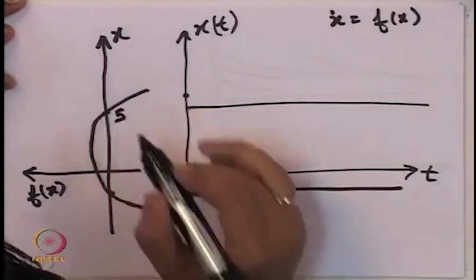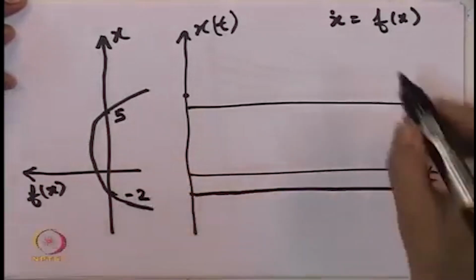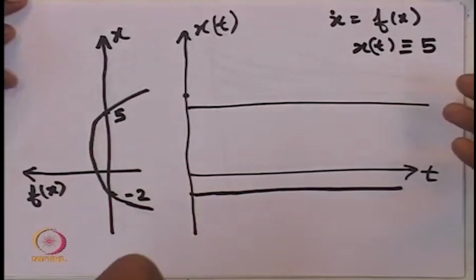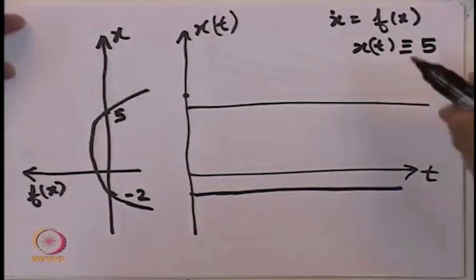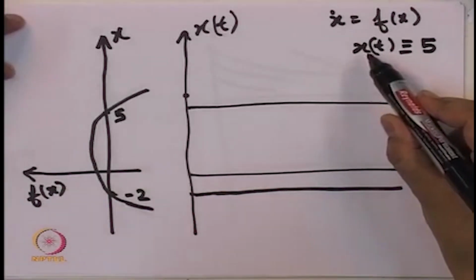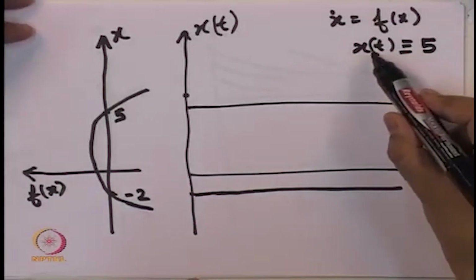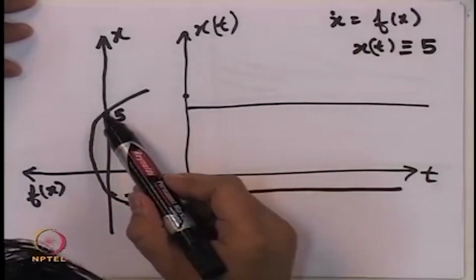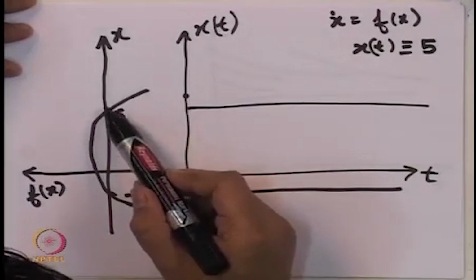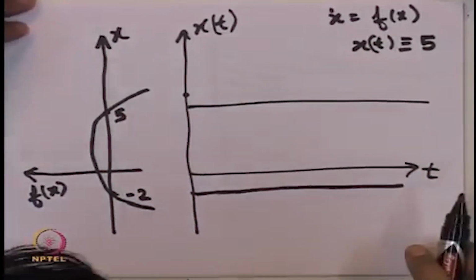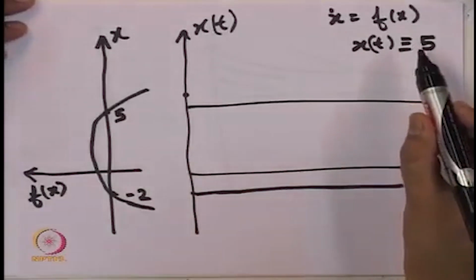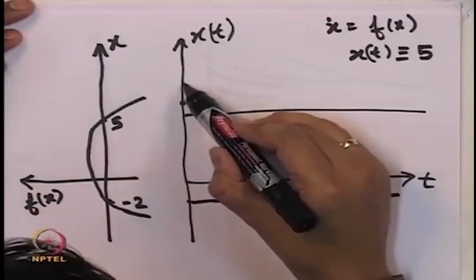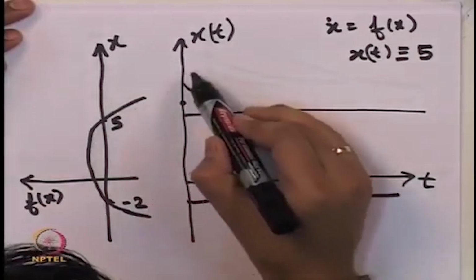Suppose this value was equal to 5 and this one was equal to -2, then x of t identically equal to 5 is already a solution to the differential equation. Why? Because at x equal to 5, if we want to find whether x is increasing or decreasing, when we substitute x equal to 5 in this equation, we see f is equal to 0. Because the graph of f versus x cuts the x axis at x equal to 5, and hence x of t identically equal to 5 is a solution to the differential equation. But for values more than 5, we see that x dot is negative and hence it is all decreasing.